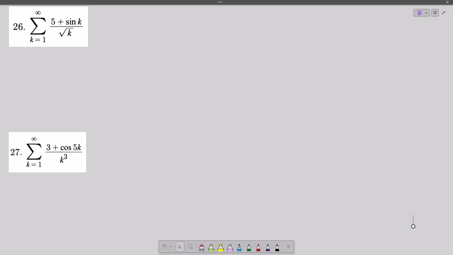0? We agree? The numerator is a bounded function. What's the least the numerator ever is? 4. Because sine could be -1. Sine is a wobbler. So it could be -1, and the most sine could ever be is 1. So the numerator is always just some number between 4 and 6. So it's oscillating around something between 4 and 6.